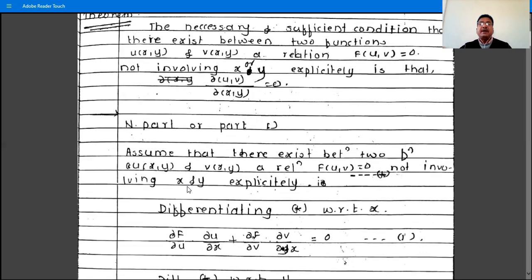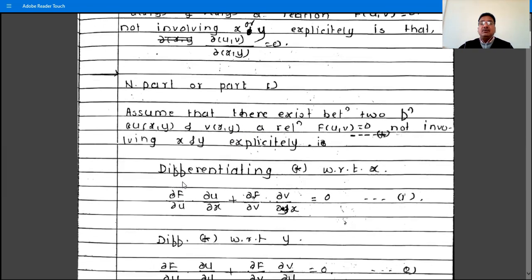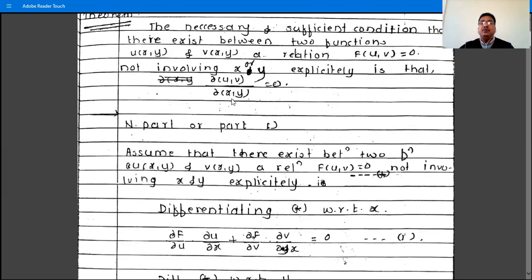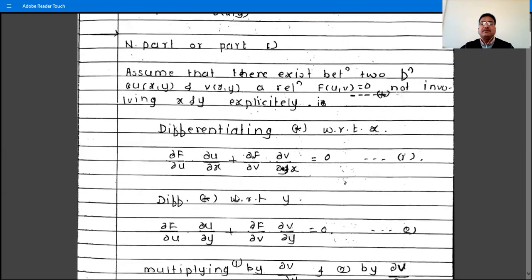For the necessary part, we assume that there exists between two functions u(x,y) and v(x,y) a relation f(u,v) = 0, not involving x or y explicitly. Then we have to prove ∂(u,v)/∂(x,y) = 0. So this is part 1, the necessary part.